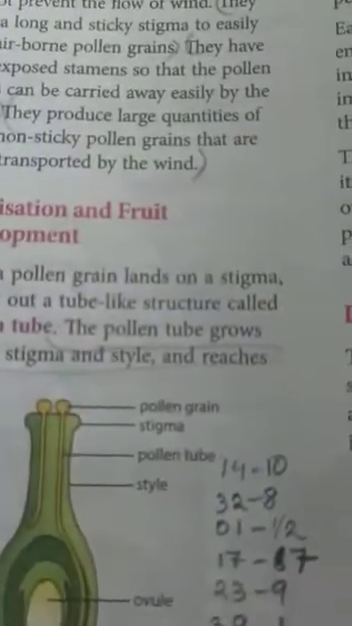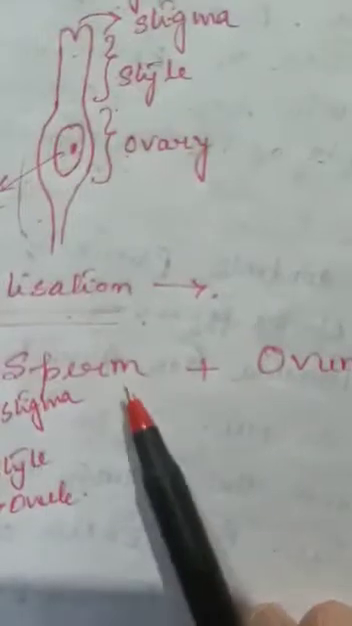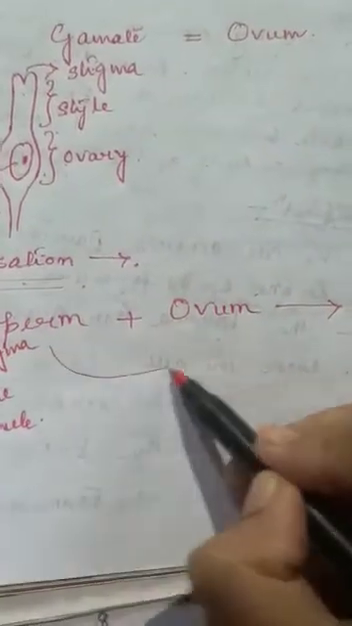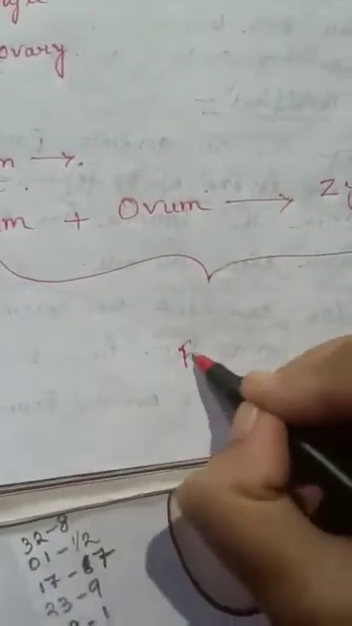Okay. Next we have fertilization. Fertilization is a process by which a sperm, a male gamete, and an ovum, when they fuse together, give a zygote. This entire reaction is called fertilization.